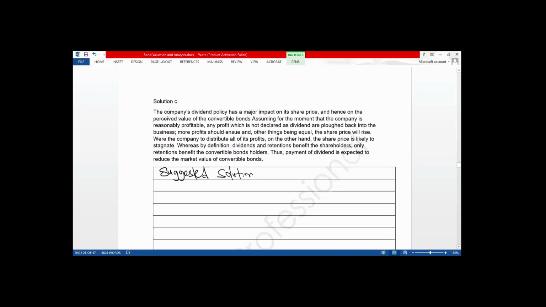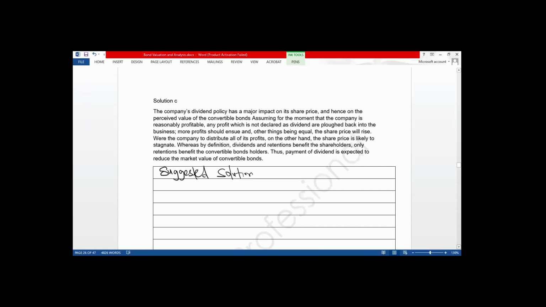So I'll come here. I'll take that as A1. Value of the convertible as a straight debt.